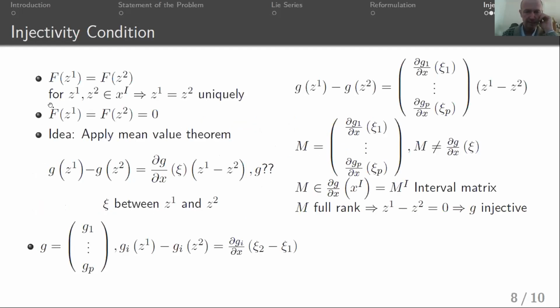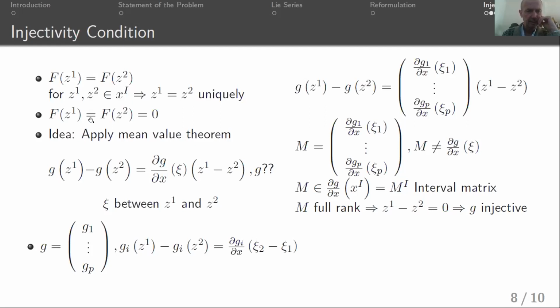We have this equation. We go into this interval vector setting, and we want z1 equals z2 uniquely. Here's a small typo. This has to be a minus sign. F of z2, we bring this part on the other side.